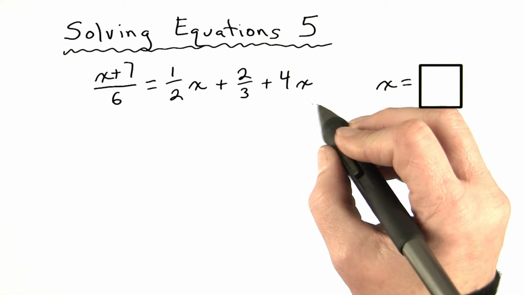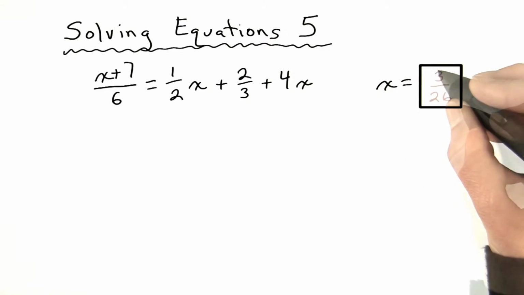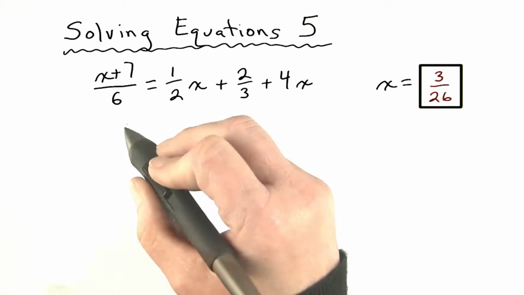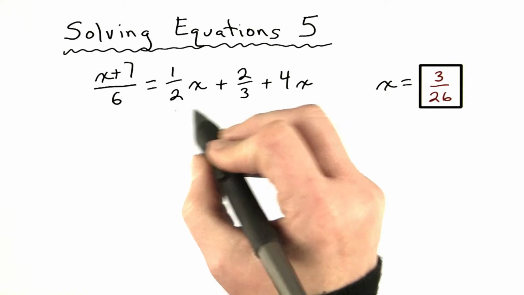The solution to this equation is x equals 3 over 26. If you got the answer right, you are well on your way. Let's see how we got that answer. Once again, this is an equation that has fractions in it.